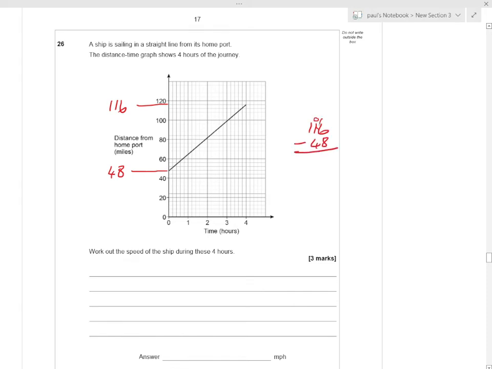So we're doing 68 miles. So we do 68 miles in 4 hours. So divide that by 4. So 4s into 6 go 1 with 2 over, and 4 7s are 28. So it's 17 miles an hour.